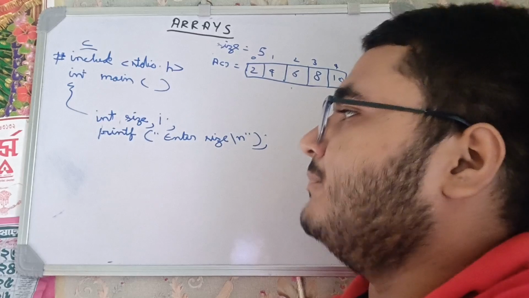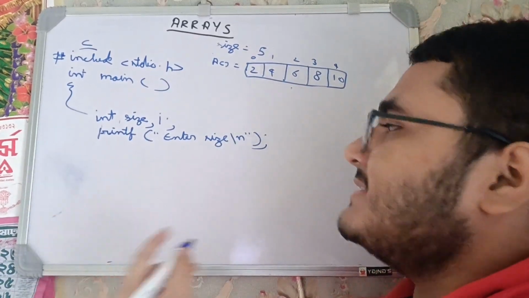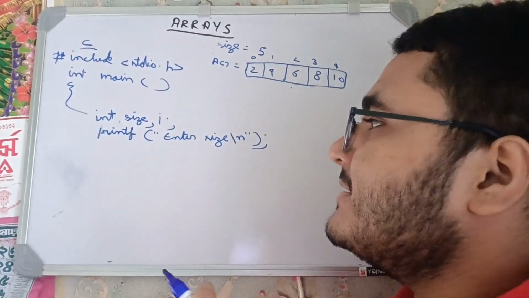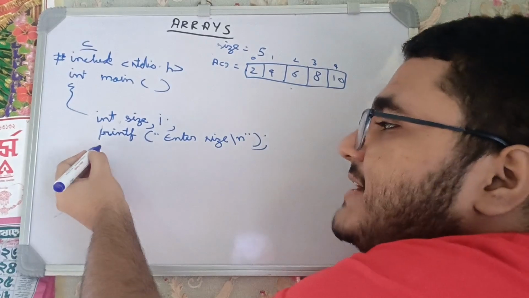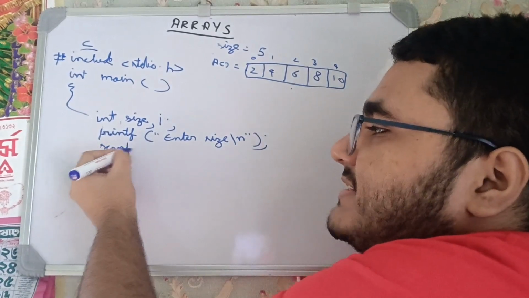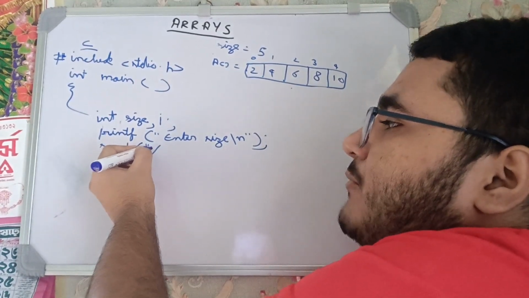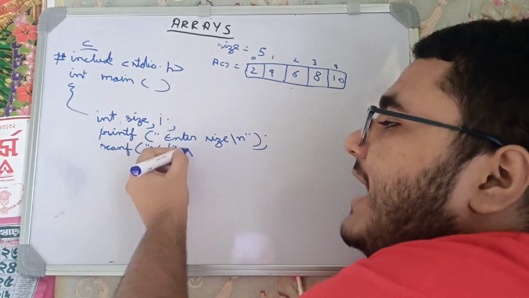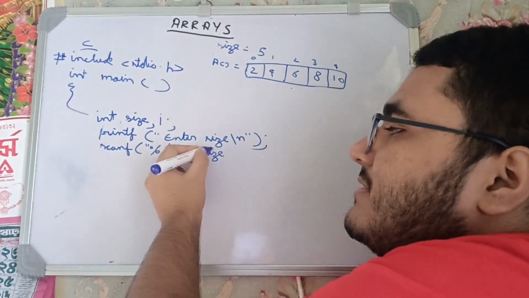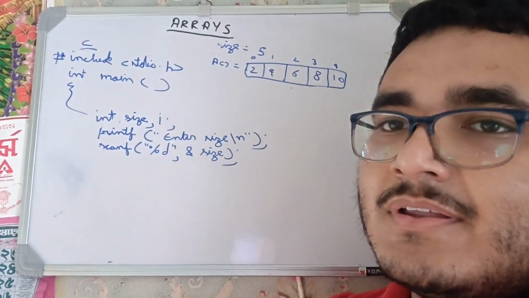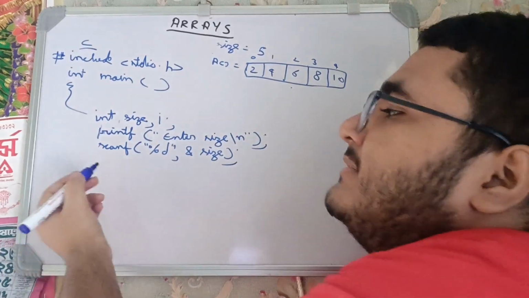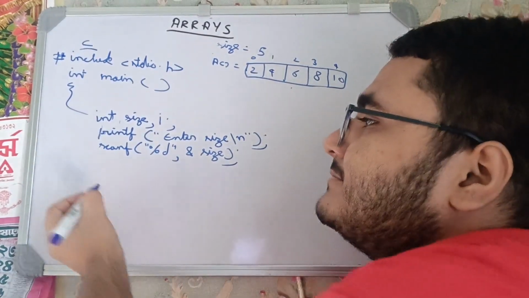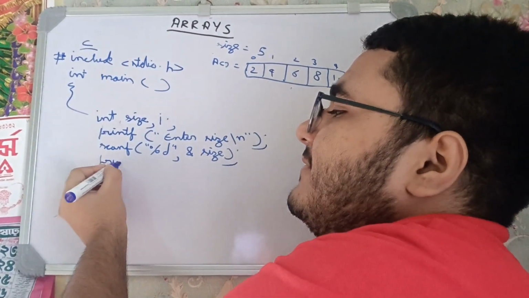Okay, now printf("Enter size\n"). Now take the input of size: scanf("%d", &size), right? So this is done.